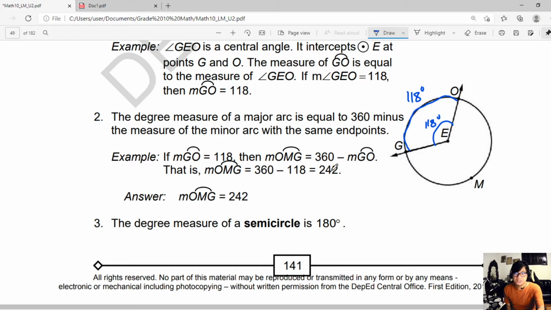That is, the measure of arc OMG is equal to 360 minus 118 is equal to 240. So the measure of this arc, since ang circumference ng circle is 360, we will just subtract 118 sa 360. So 360 minus 118 degrees. So the answer is 242 degrees. So ito yung measure niya. Ito siya, 240 degrees.